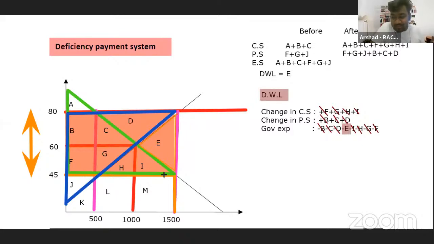Right? Producer revenue is the entire one except A. Yes. So producer revenue is all the letters except for A. Okay, this is producer revenue. Right? Consumer outlay. Okay, consumer outlay is this 45 into 1,000. Consumer expenditure. This is government expenditure. Right?